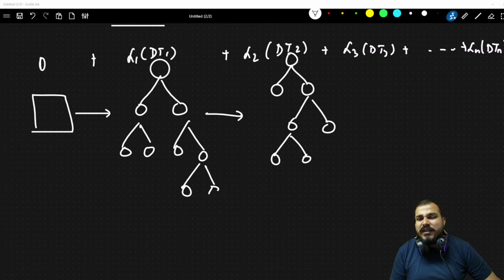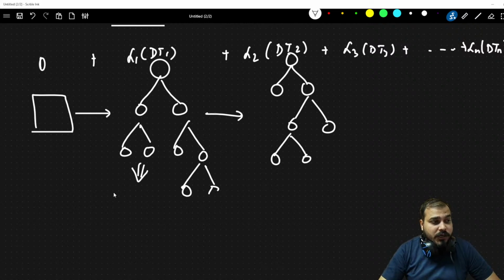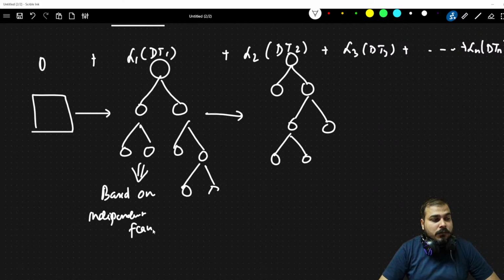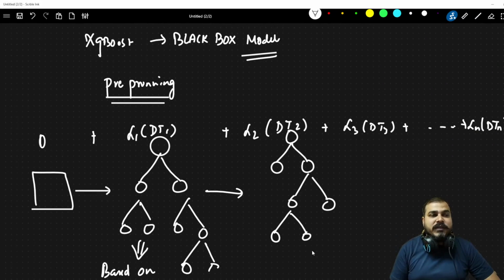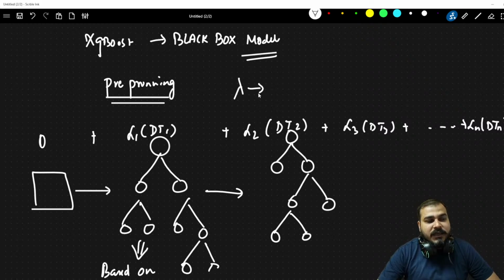Now you may be thinking, how does the regressor work? Do you want a regressor problem statement also? The decision tree will get constructed based on independent features. And again, the lambda value is a hyperparameter. We basically set the lambda value with the help of cross validation.